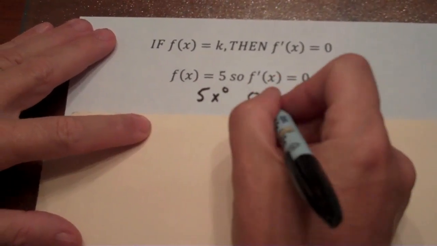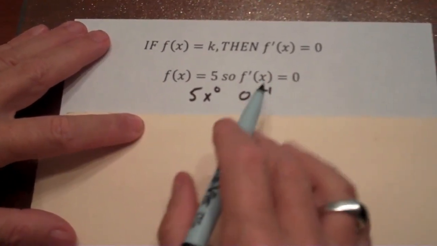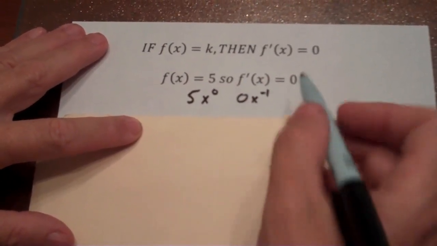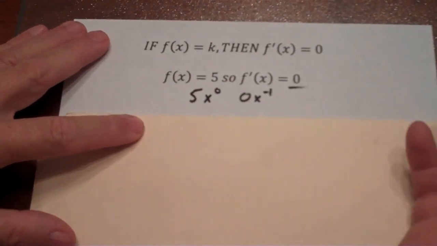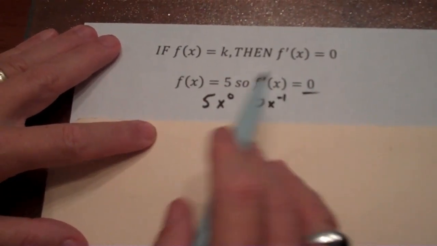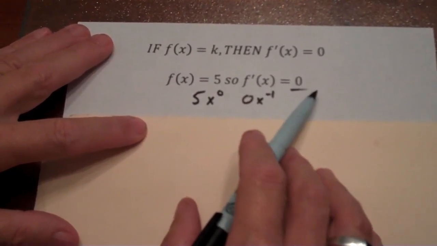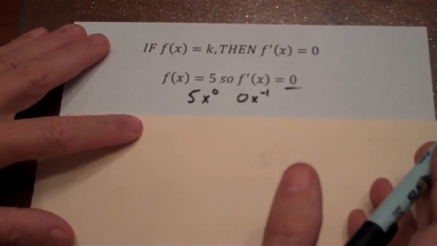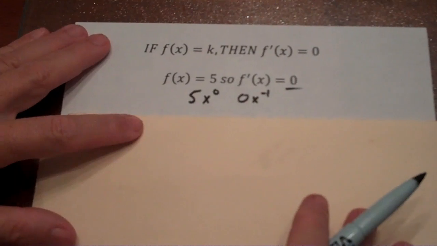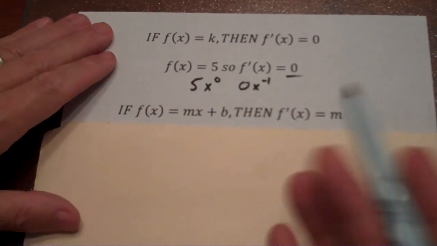Subtract 1 from the power, I guess, would give me x to the minus 1, but 0 times x to the minus 1 would just be 0. To be honest, I'm happier if you just see that the derivative of this is 0, because it's a constant. It's never changing. It never goes up or down, so the change is 0. Therefore, of course, the derivative is 0.